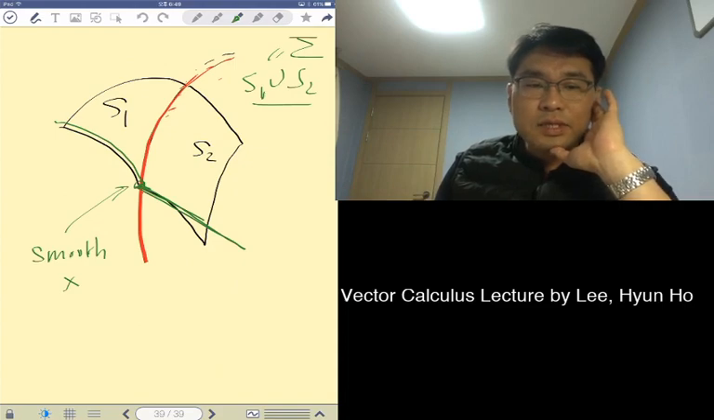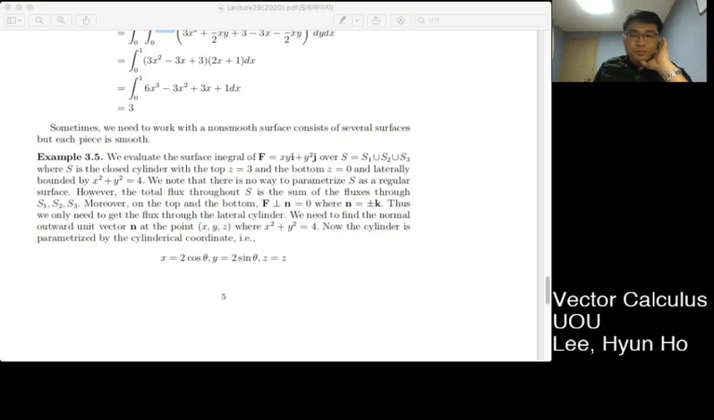Example 3.5 explains that. Let's look at this cylinder picture. When you have a cylinder with a top and bottom, the intersection part is not smooth, but we are okay to do things separately.